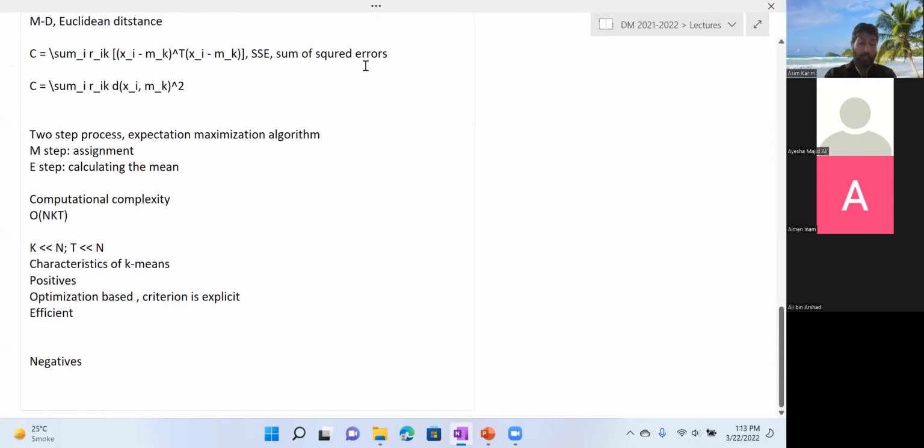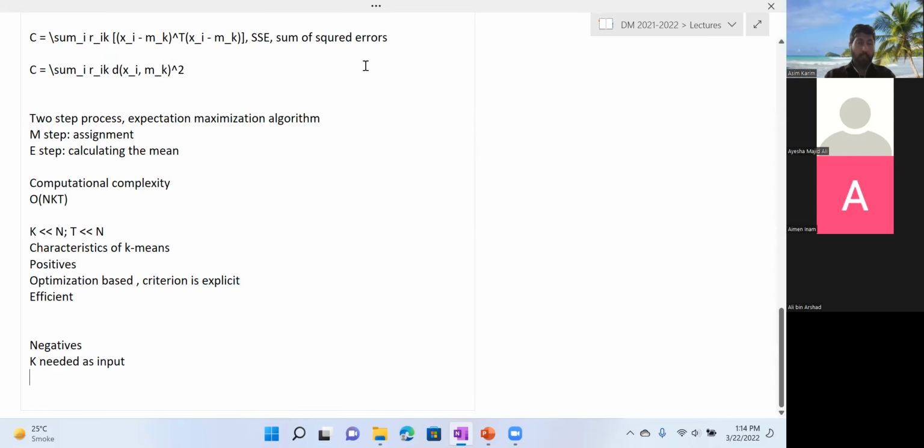So negatives: of course, k is needed as input. This is actually a negative in the sense that usually we don't know the intrinsic value of k for a given data set upfront. Let's say you have a data set of students at lunch and you want to cluster them. We don't really know how many clusters actually exist among that group. So if you want to be exhaustive, you'll have to try out many Ks, which is of course a negative. So k is needed as an input.